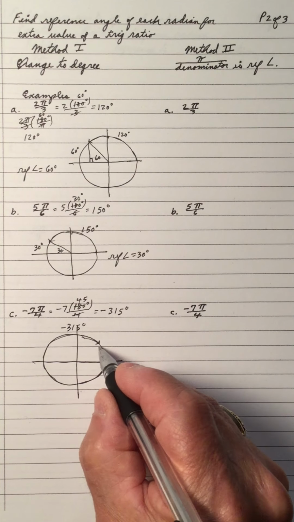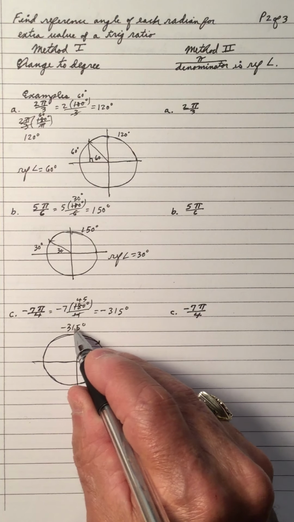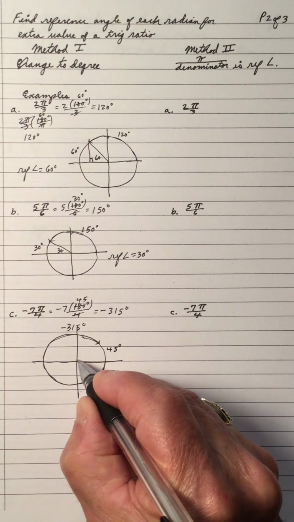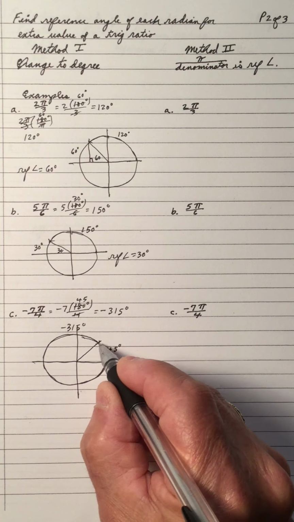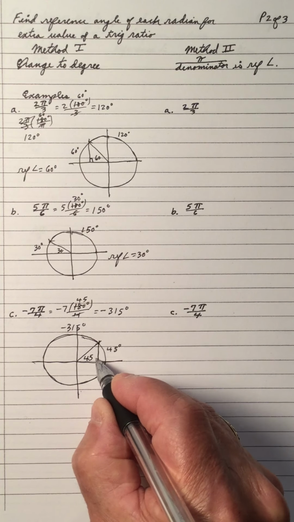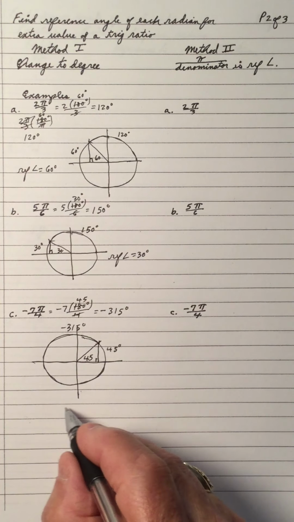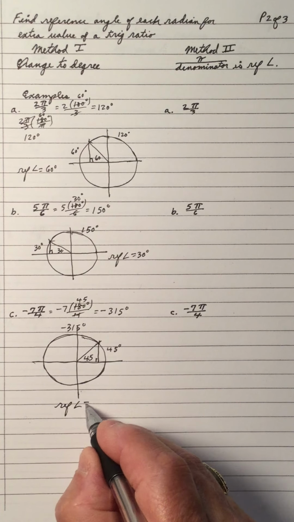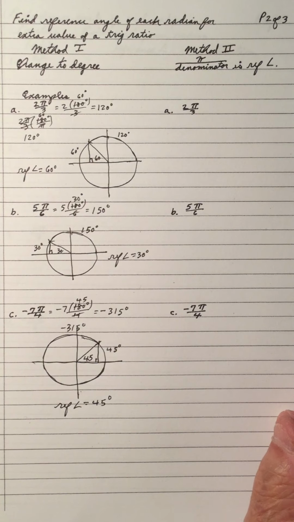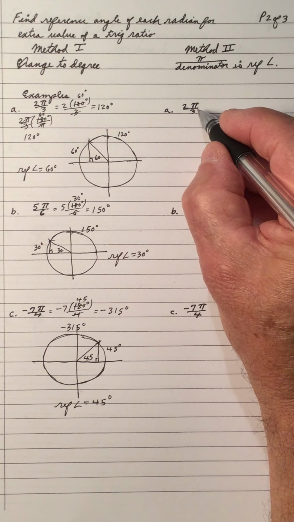That means this little piece of arc right here is 360 minus 315, so that's 45. So when you draw your terminal arm, that makes this angle in here 45. When you drop your perpendicular to the x-axis, your reference angle is 45 degrees. So that's one way to do it, but I have a little faster way when you're given the radian in terms of pi.